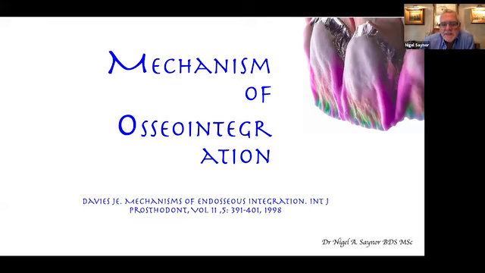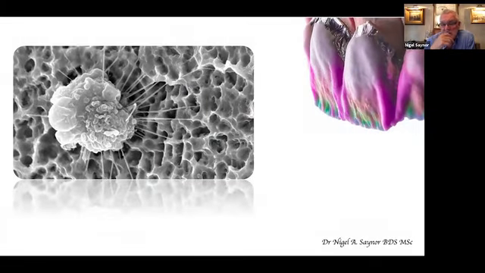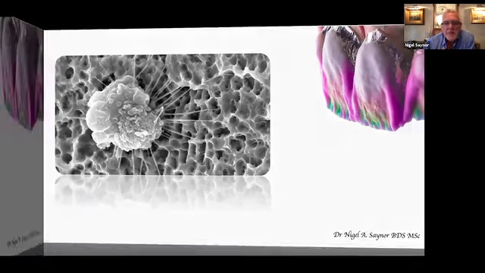Let's look at the mechanism of osseointegration. Jed Davies at the University of Toronto did some fascinating work on mechanism of osseointegration. And here you see an osteoblast with little filopods attached to the surface of the roughened surface, looking at a scanning electron microscope of the surface of titanium.